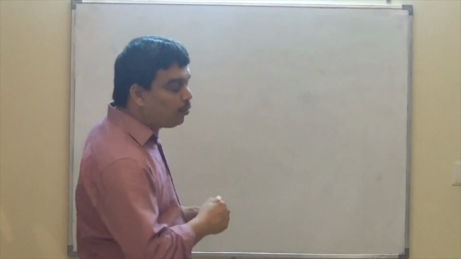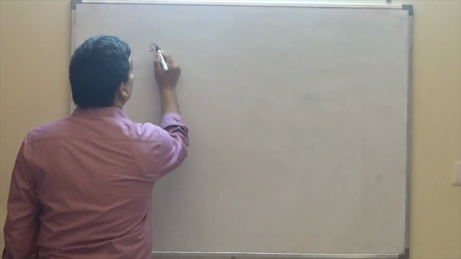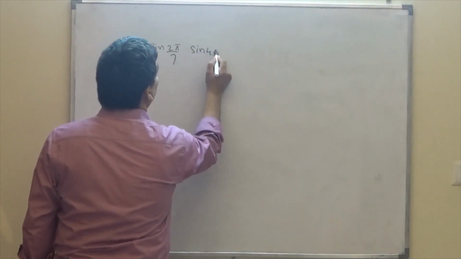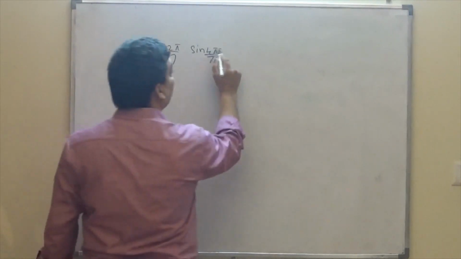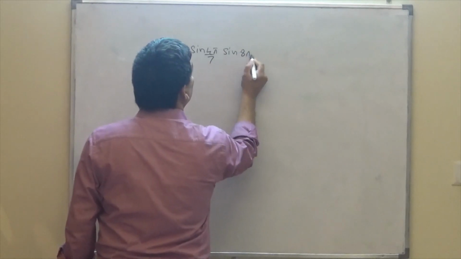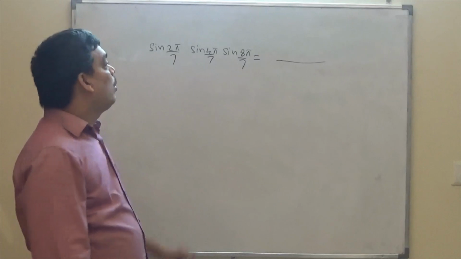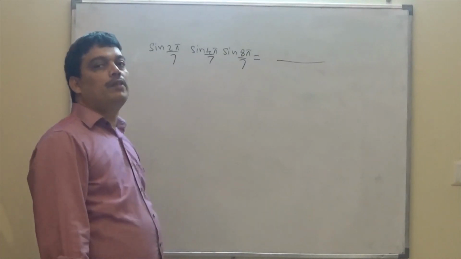Let's say I want to find out the product sin 2π/7 × sin 4π/7 × sin 8π/7. So I want to find out the value of this product. To find it, I will give you an important shortcut.